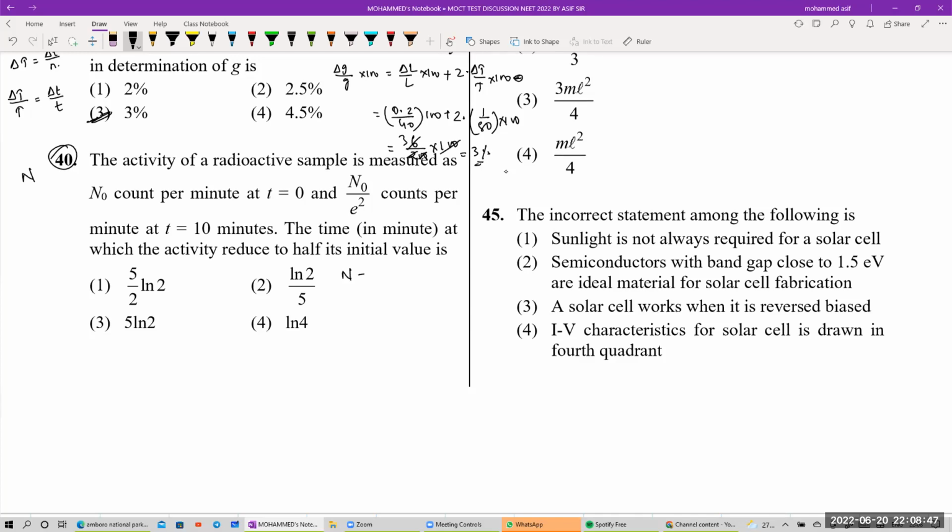Activity का फॉर्मूला क्या होता है बेटा? N is equals to N naught exponential to the power of minus lambda into t. अगर एक्टिविटी में लिखना है तो ये में लिख सकते हैं अपन, A is equals to your A naught exponential to the power of minus lambda into t. Both of them are one and the same, कोई प्रॉब्लम नहीं होगा.